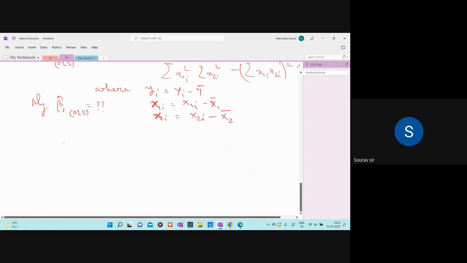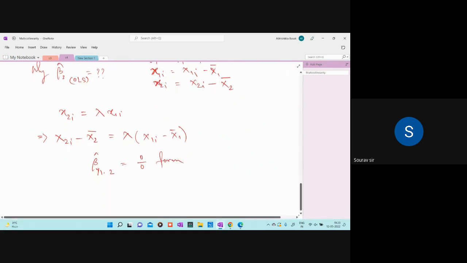Yes, ma'am. In this situation, I have taken x2i equals lambda into x1i. If you can remember, since I have taken their correlation to be equal, that implies capital X2i minus capital X2 bar is lambda into x1i minus x1 bar. If we replace this, you will see that this beta 1 hat, which I am giving a notation like this, is of the 0/0 form. So we cannot estimate this. Hence this is called the problem of multicollinearity.